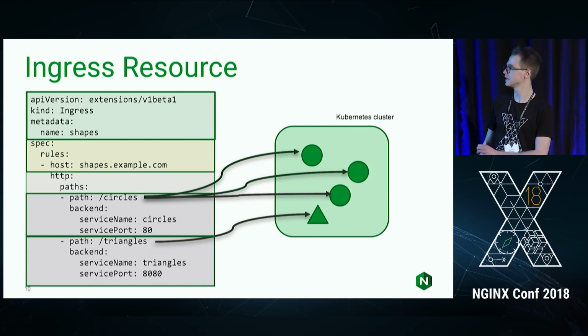This is very simple, but the Ingress resource also supports TLS termination. I didn't include it here, but it does support TLS termination. Other than that, that's pretty much what it does. It allows you to define these simple routing rules and TLS termination.